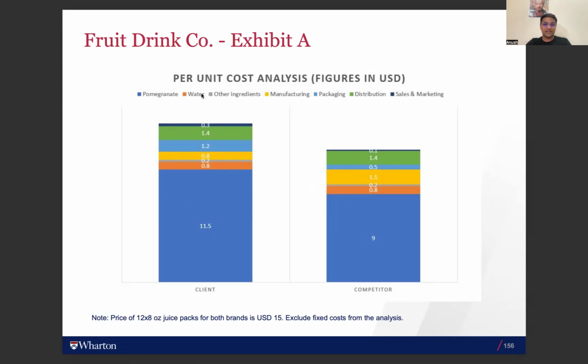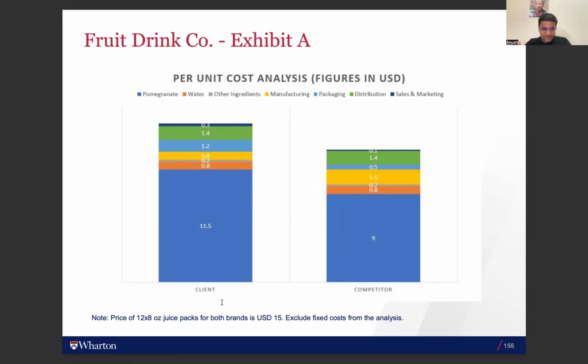Orange is water cost, which is same for both. Gray is other ingredients cost, which is same for both. Yellow is manufacturing cost, which is less for us, which is our advantage. That's good for us. Blue is packaging cost, which is again higher for us. We have 1.2, our competitor has 0.5. Green is distribution cost, which is same for both. And dark blue is the sales and marketing cost, which is higher for us again.